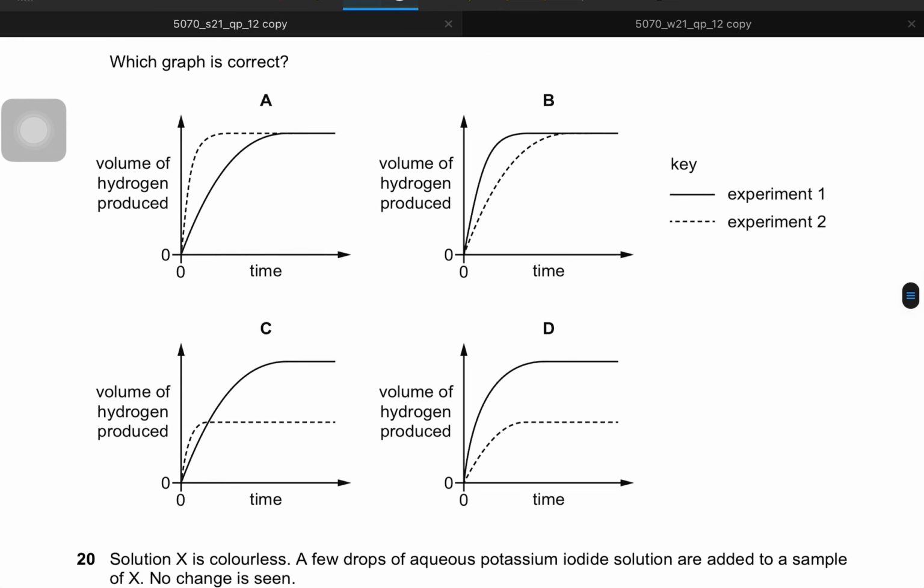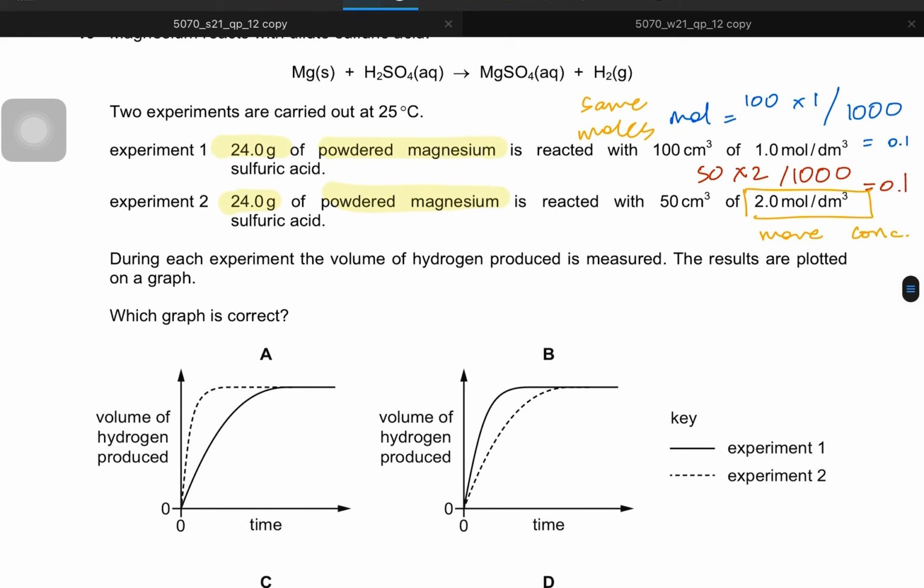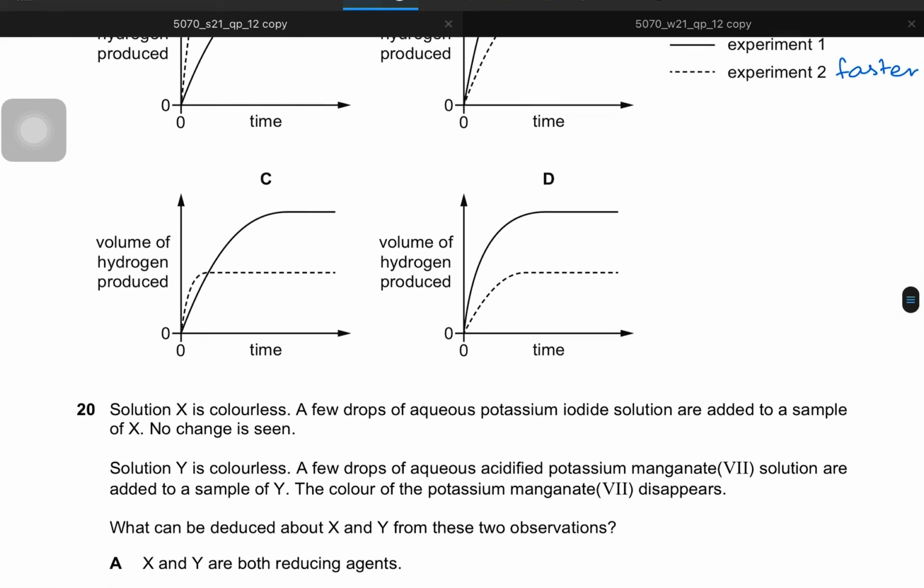So let's see. C and D can't be the answer because you need to produce the same amount of the product. The amount of reactant was the same, so it has to be A or B. Now since experiment number 2 was faster, it should have a higher slope, so A for apple is the right answer. They should have the same amount of product, but the higher concentrated acid gives you a faster rate of reaction.